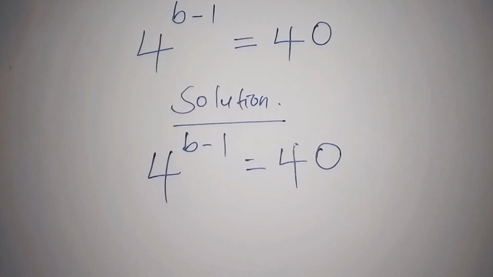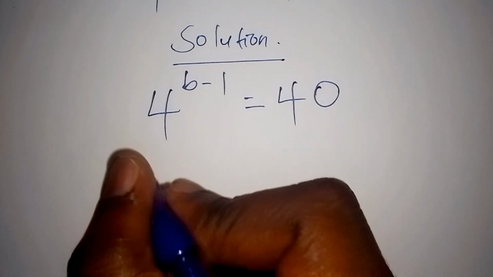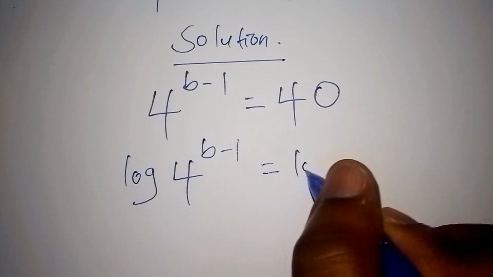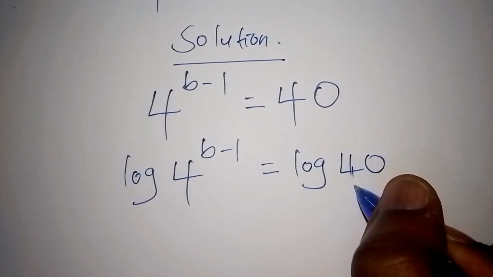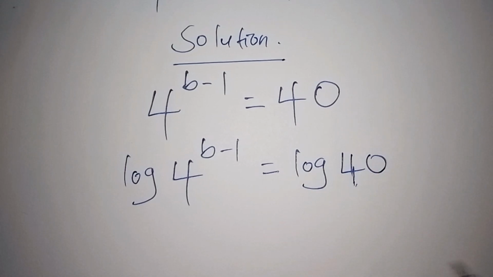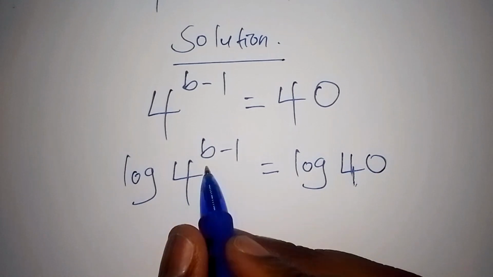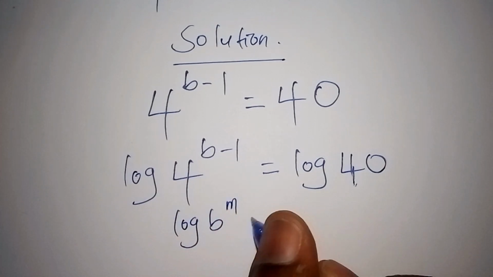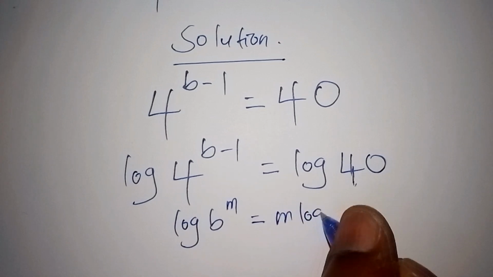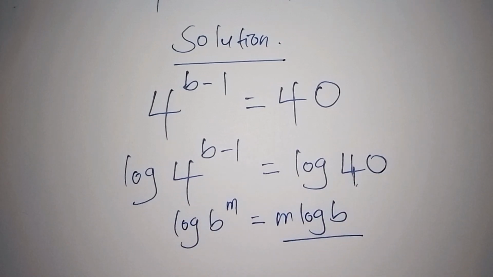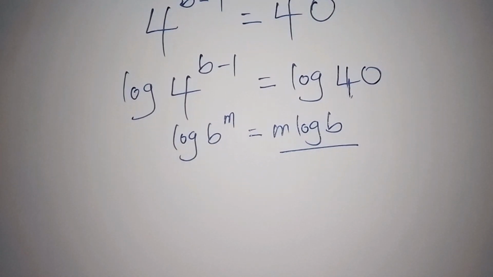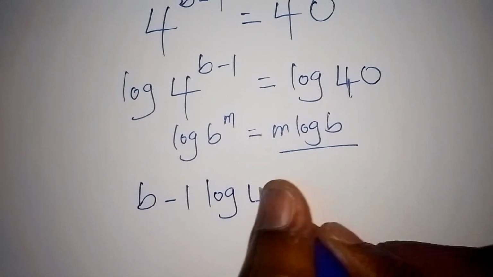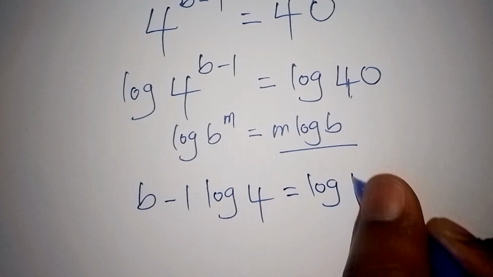So let's now introduce the logs on both sides. Now we shall have the log of 4 to the power of b minus 1 is equal to the log of 40. We shall now rewrite the log of 4 to the power of b minus 1. Suppose we have something like the log of b to the power of m, this can also be written as m log b. So in this case, the log of 4 to the power of b minus 1 becomes b minus 1 times the log of 4, which is equal to the log of 40.